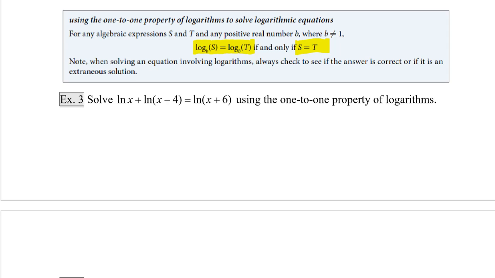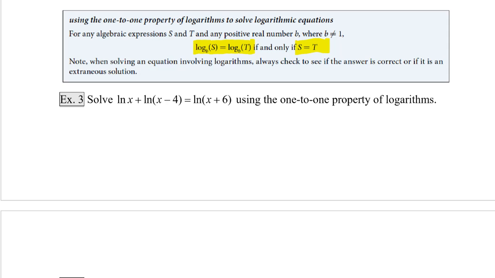When solving an equation involving logarithms, always check to see if the answer is correct or if there is an extraneous solution. So example 3, solve the natural log of x plus the natural log of x minus 4 equals the natural log of x plus 6 using the one-to-one property of logarithms.